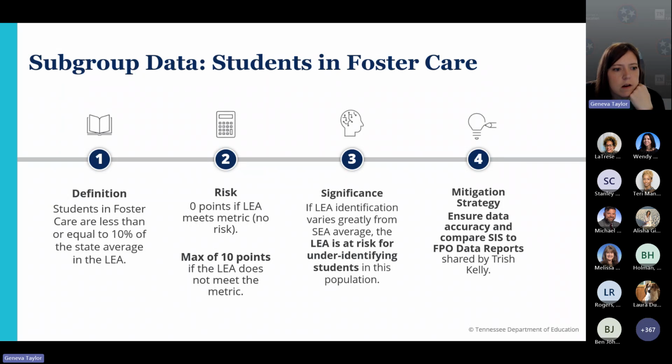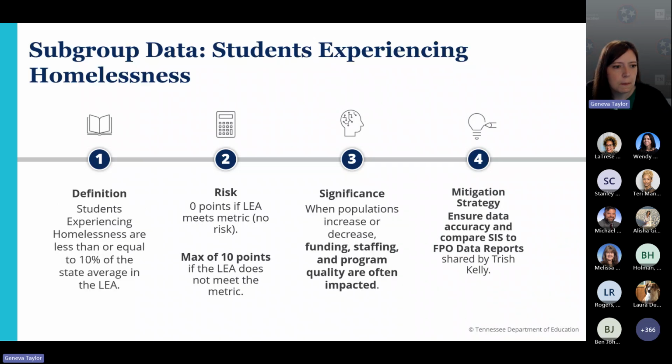Similar for foster care, if it equals 10% or less of the state average in your particular LEA, it just means that your data is varying quite a bit compared to your counterparts across the state. So if you are meeting that metric, you get 0 points. But if you are less than or equal to 10% of the state average, then you're going to be receiving those 10 points. And it's just an indicator for us to have a conversation with you during the monitoring process about your foster care data. So again, your mitigation strategy here is to ensure that your data is accurate. So you're going to see a theme throughout this process.